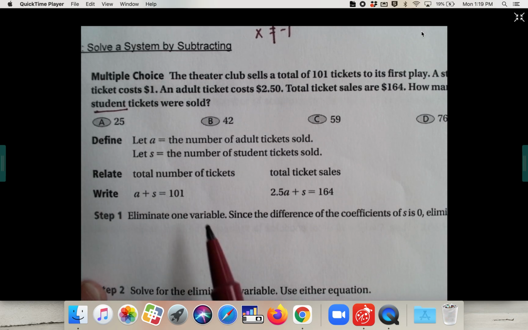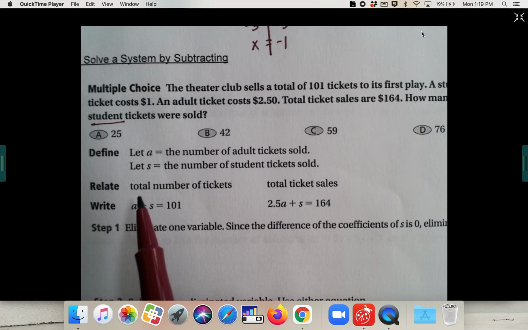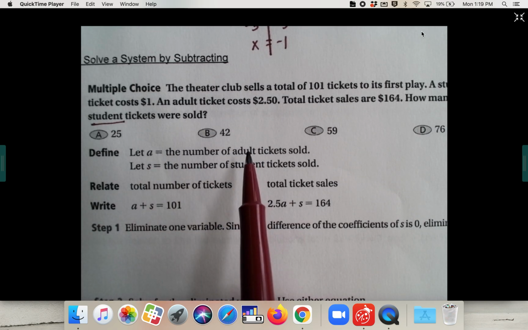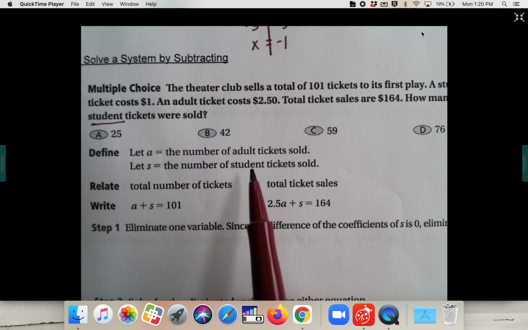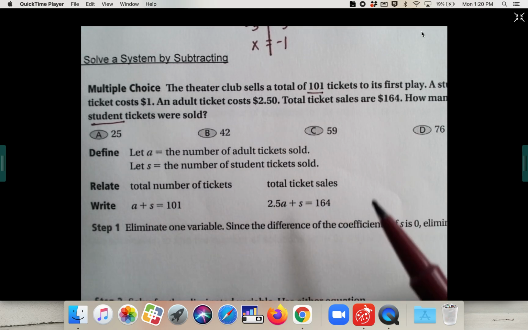So it's kind of already got this equation set up for us. It's saying adult tickets, that's what the A stands for, because it tells us here A is adult tickets, S is student tickets. So adult tickets plus student tickets equals 101 tickets. And the reason we know that is because it told us.